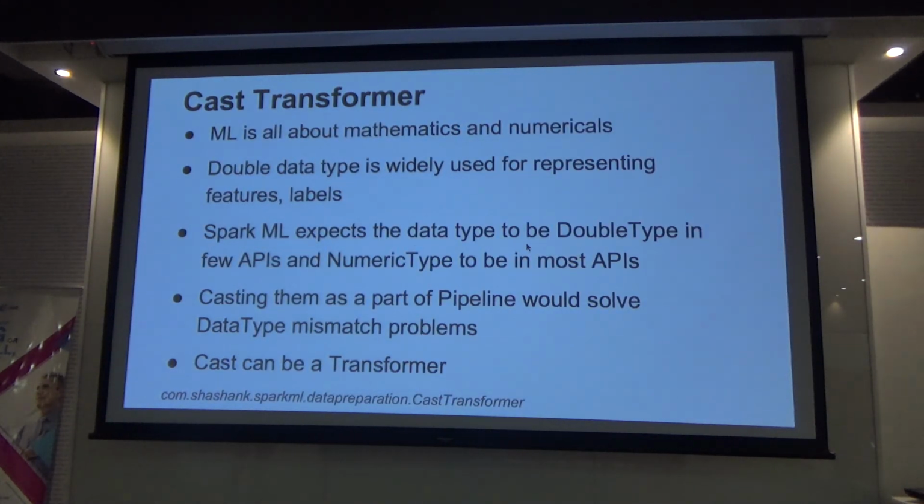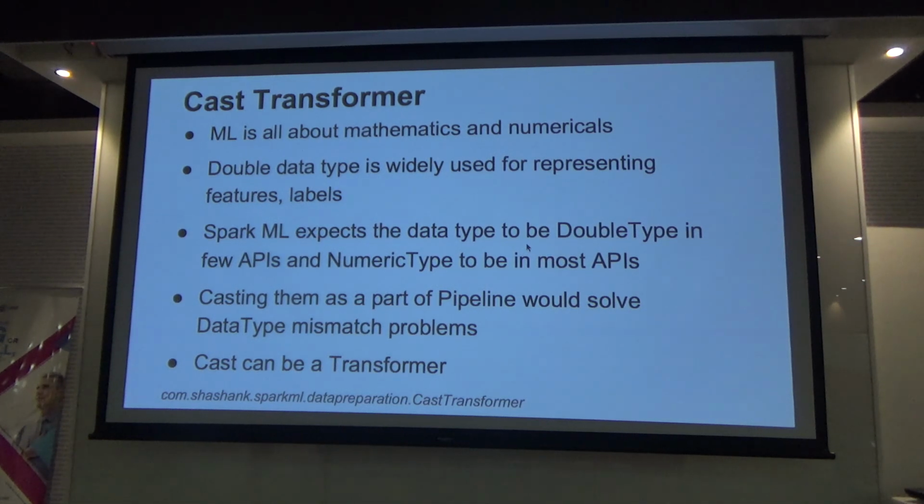So next is the cast transformer. I'll just not go into the code. It is similar to the NA values handler. Basically, machine learning expects the data types to be numeric. So whatever data you feed in needs to be numeric, and sometimes you may get into an issue where the data is a numeric type, but it is inferred as a string. It depends on which source you are reading the data from. Maybe that source is giving a wrong input or something.